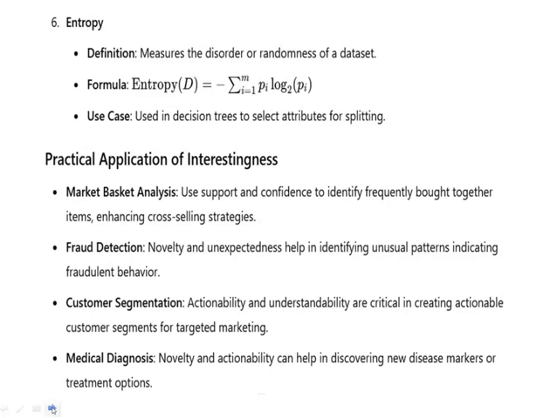Practical applications of interestingness include market basket analysis, fraud detection, customer segmentation, and medical diagnosis. Market basket analysis can use support and confidence to identify frequently bought together items, enhancing cross-selling strategies. Novelty and unexpectedness help in identifying unusual patterns indicating fraudulent behavior. In customer segmentation, actionability and understandability are critical in creating actionable customer segments for targeted marketing. Novelty and actionability can help in discovering new disease markers and treatment options.